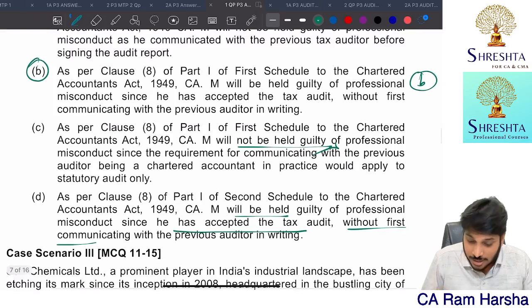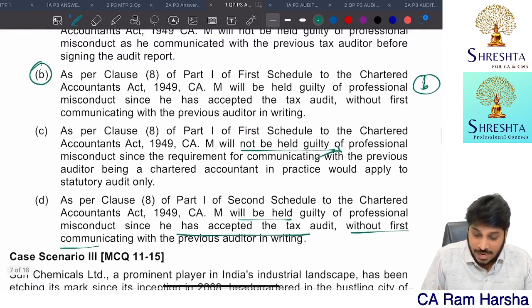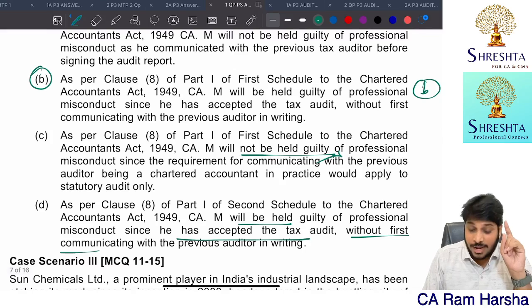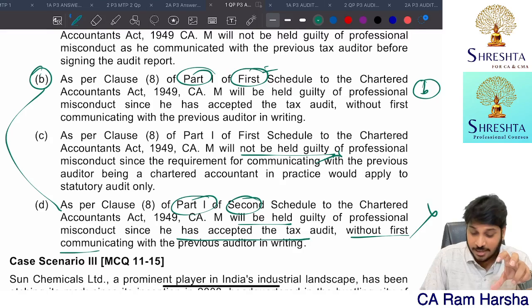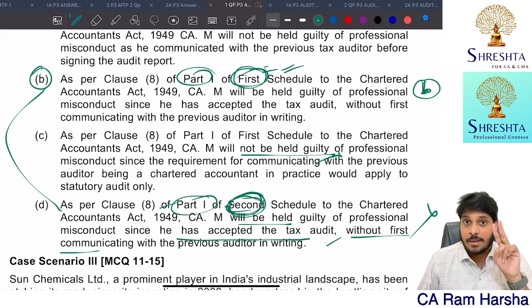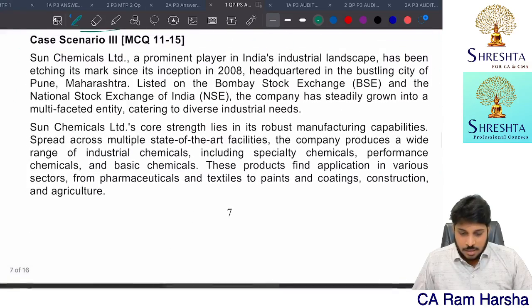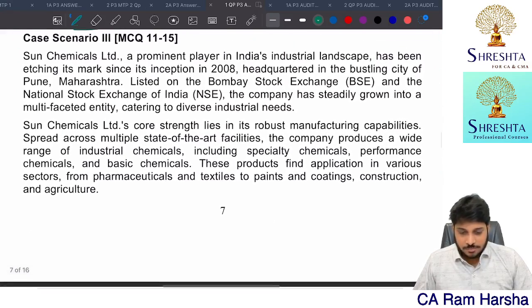Oh, sorry. Here, two clauses were there, B and C. Actually, here it is clause number 8 of part 1 of the first schedule. Here it is saying part 1 of the second schedule. It's not the second schedule, it's the first schedule only. Yes or no? So you see, just now I told you that kind of question can come. So B and C both are talking about the correct answer, but only the number alone is different. It's the first schedule. Be careful. The answer is B.